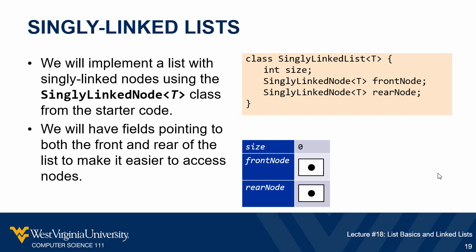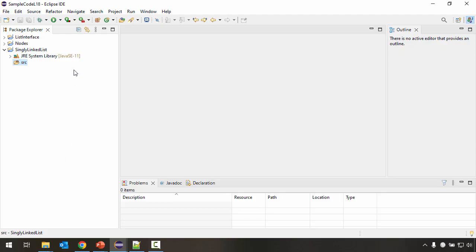It's going to be a constant time, big O of one operation instead of a linear, big O of n operation. So that's a trade-off that I think is worthwhile for the performance gains, to do the extra work to implement that field for keeping track of the rear node. Let's go ahead into Eclipse and see how we can code this up.